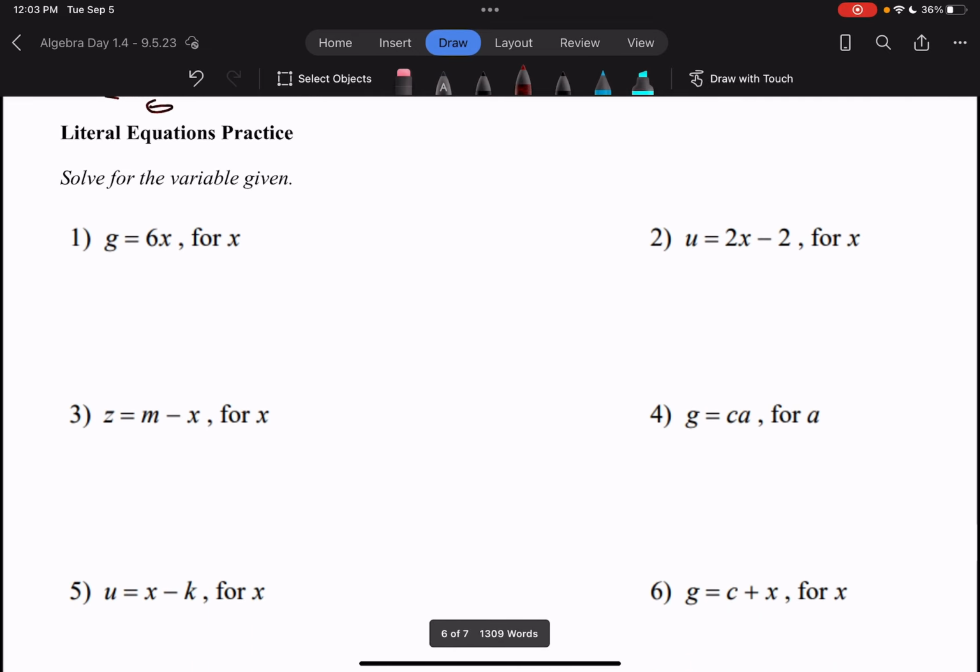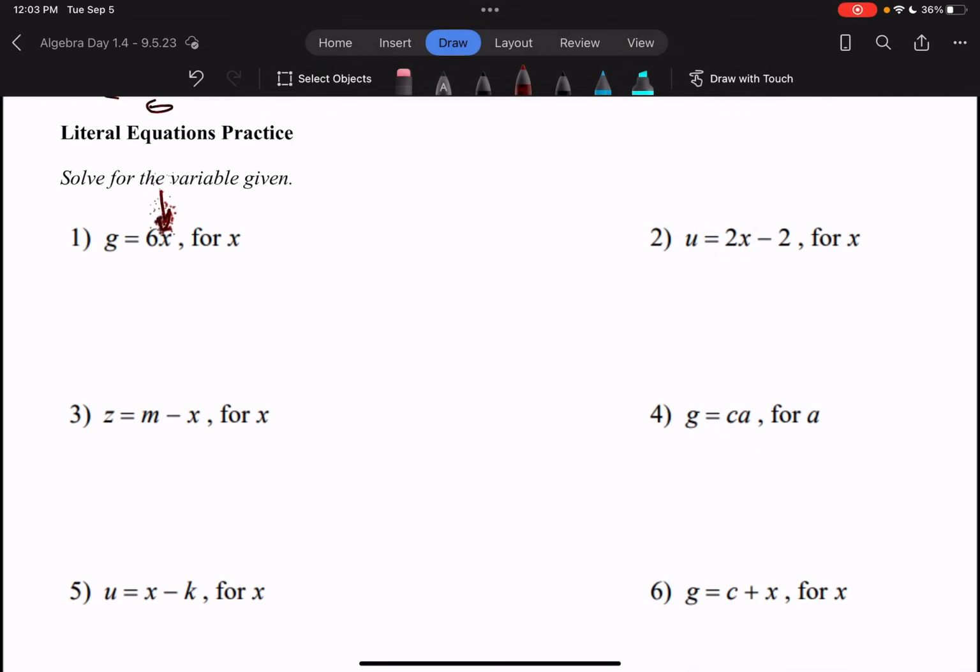All right. This part below is a review, but for some of you, if you skipped 8th grade math, you might not have seen this before, so I'm going to go over this as some practice. It says solve for the variable given. So literal equations means we are looking to solve for a variable, and there's often more than one variable in the equation. When this happens, we treat that variable just like we would any number. So here we have G equals 6x, and we want to solve for x.